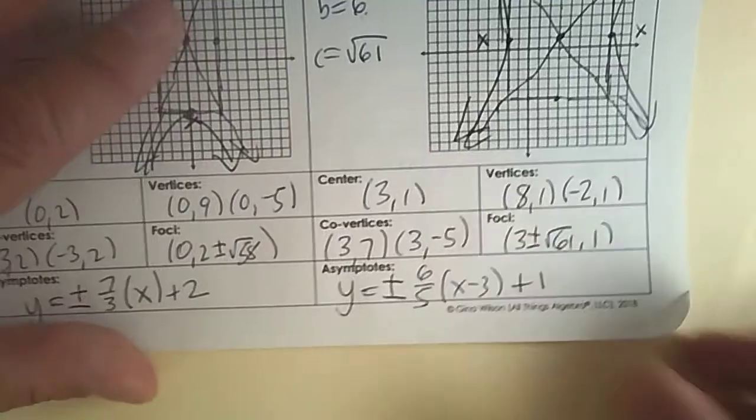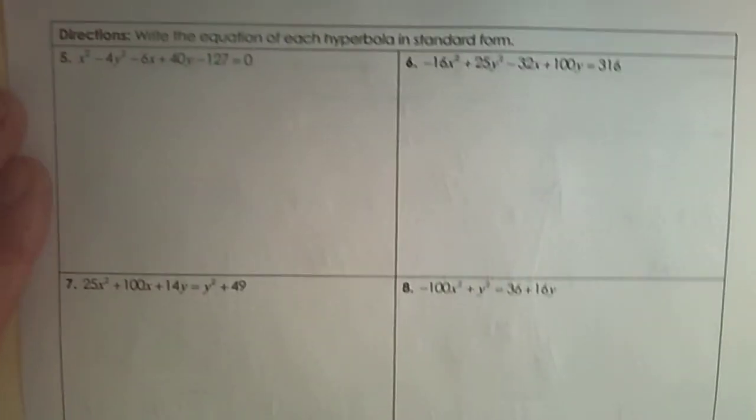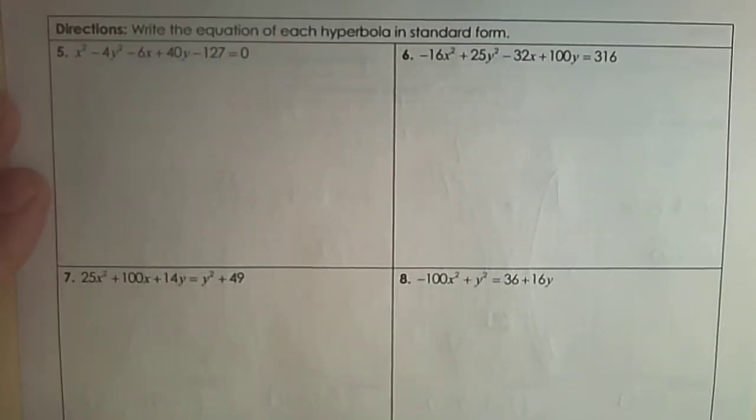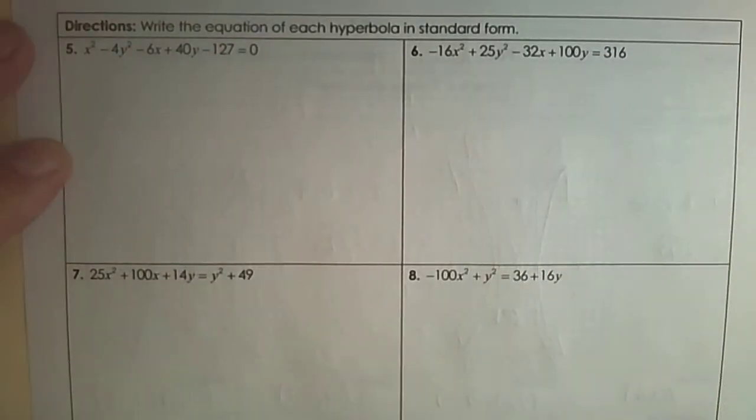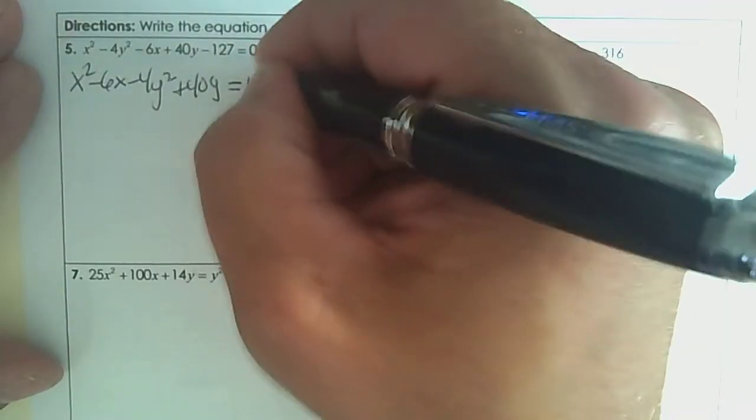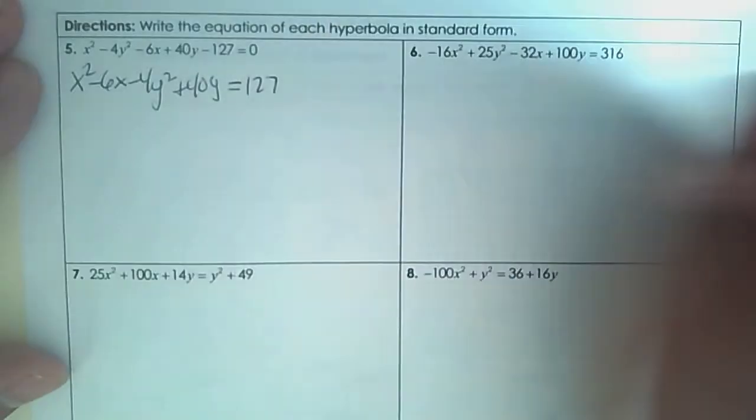Turn the page. So that's all the graphing. Now we have questions to write this in standard form. Let me do the first one for you, with you, and then hopefully some of these you'll press pause and try first. Step 1, x squared and negative 6x need to be together. Negative 4y squared plus 40y need to be together. And then I'm going to add 127 so the constant is on the right side.